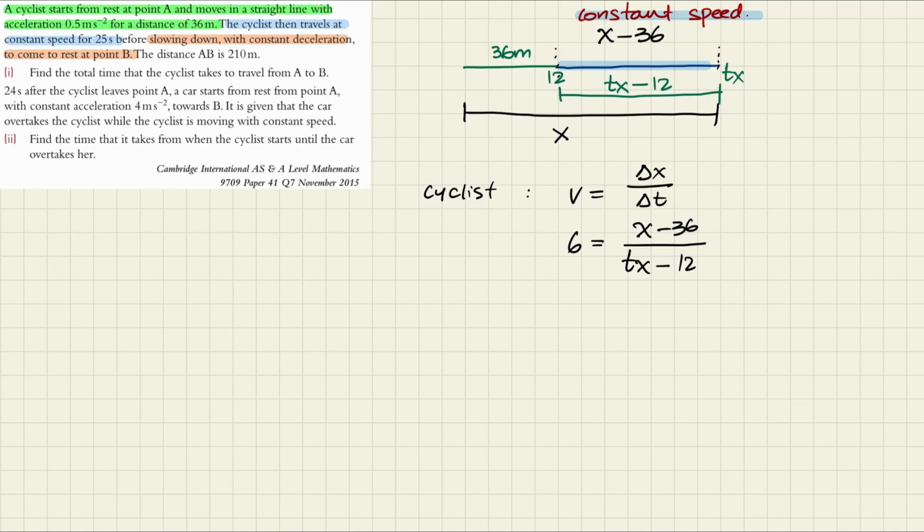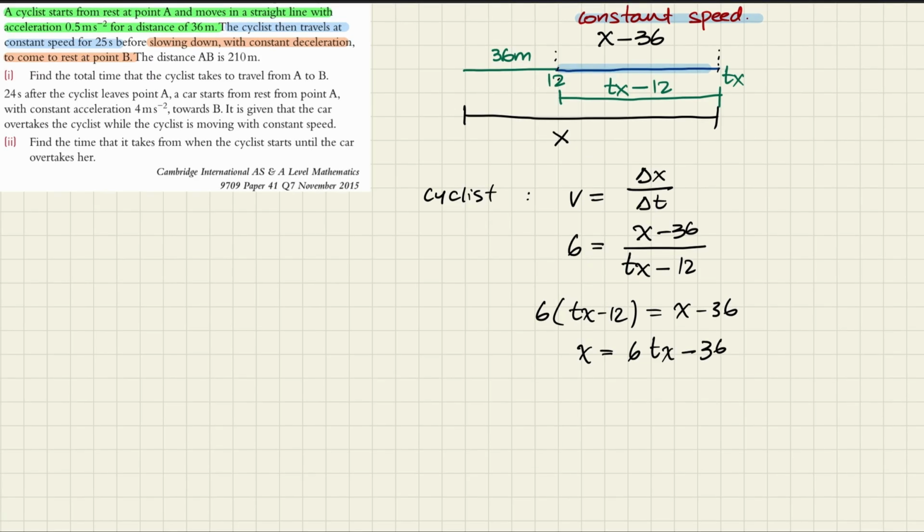Now let's solve for x. So 6 into tx minus 12 is equal to x minus 36. We can now simplify, and we'll get x is equal to 6tx minus 36. Now let's take a look at what's happening to the car.